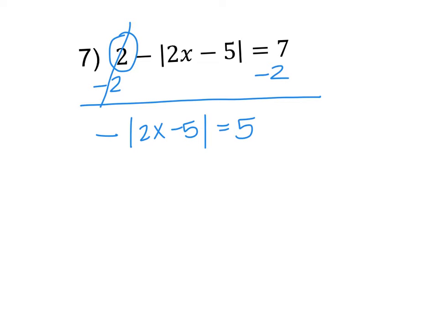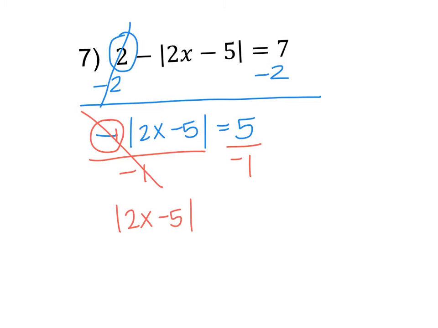But the absolute value is still not by itself. There's this negative sign, and it's an invisible negative 1. Negative 1 times the absolute value. So we'll divide by negative 1 to get rid of that. Now we're left with the absolute value of 2x minus 5 equals negative 5. Just like number 6, you should have a red flag going off. Absolute value cannot be a negative number. So again, we're going to write no solution.